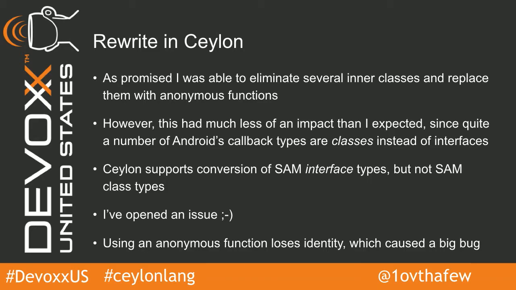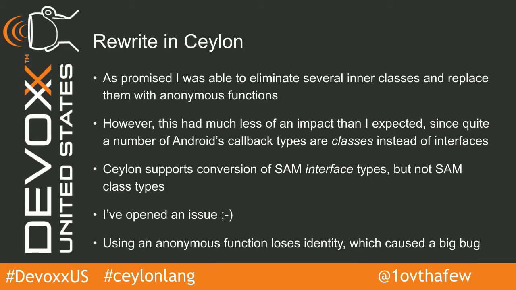So as promised, I was able to use anonymous functions, okay? I was able to make use of anonymous functions in a couple of places. However, I was a little bit disappointed to see that this was less useful than I had expected, because quite a number of Android's callback types are abstract classes instead of single abstract method interfaces. Okay, so the SAM classes, or in fact they're classes with several abstract methods.